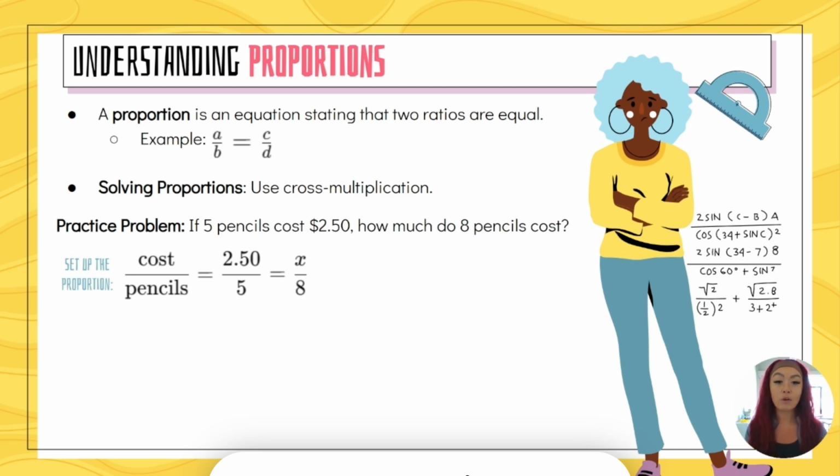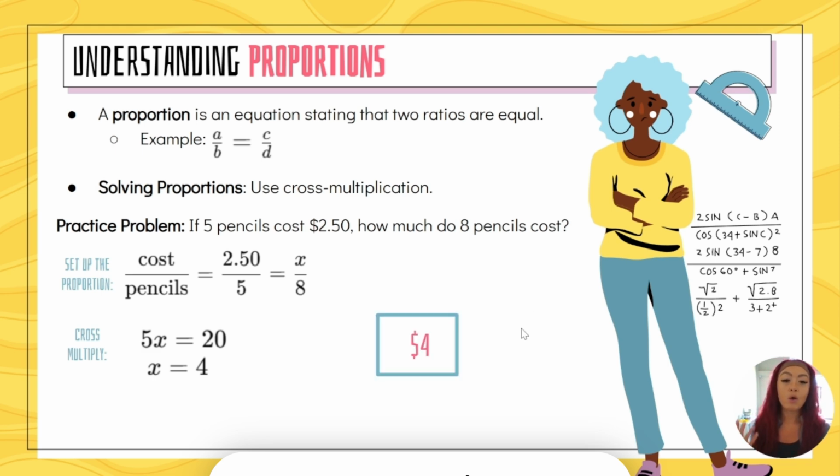So our denominator here is the number of pencils. Our numerator is the cost. So now we'll cross multiply. We get 5x equals 20. Use inverse operations and divide by 5. And we get x equals 4. So it costs $4 for 8 pencils.